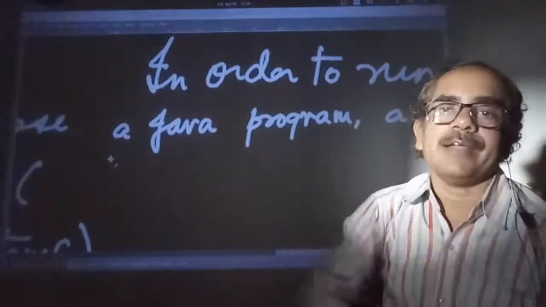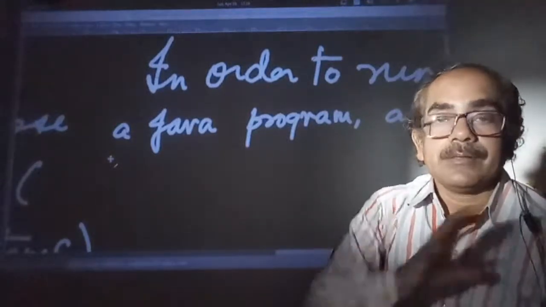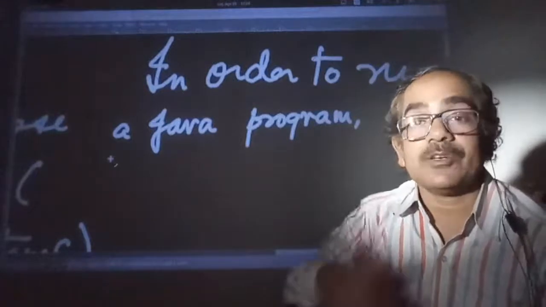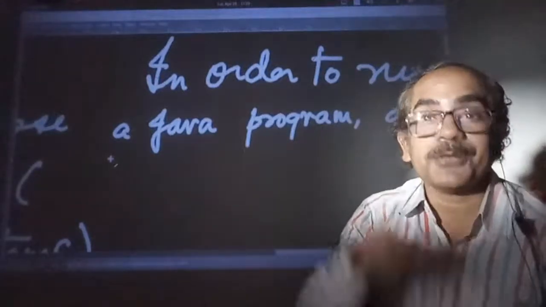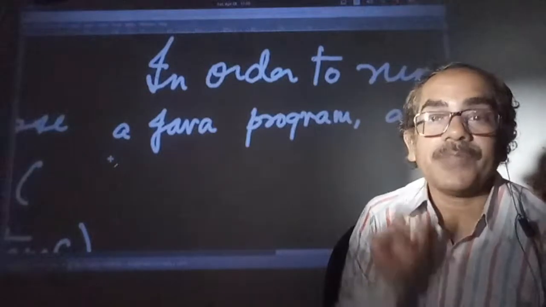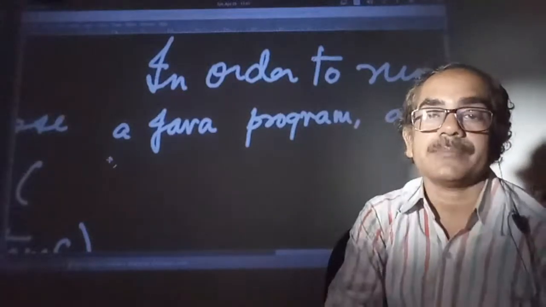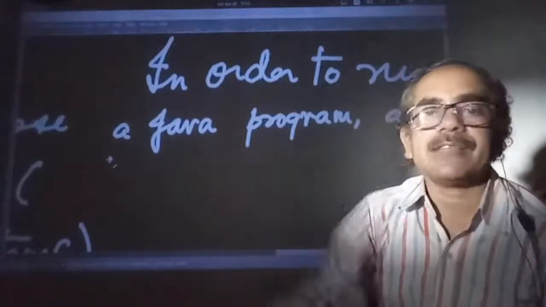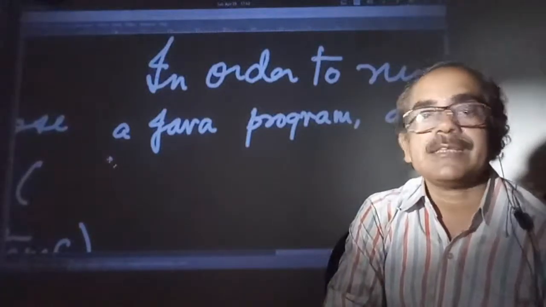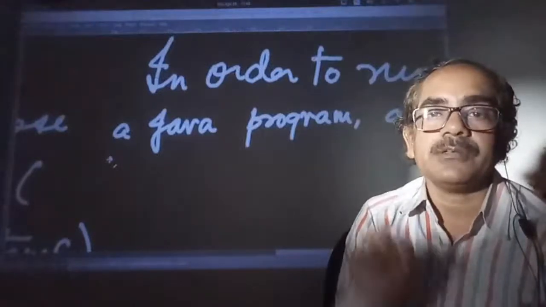Now, what does the Java compiler do? The Java compiler takes the Java program, checks it for errors, and converts it into another form. I'm not saying machine language. It translates it into another form. Remember, this form is called byte code. When the program you write is converted to byte code by the compiler, remember that it takes the extension .class.